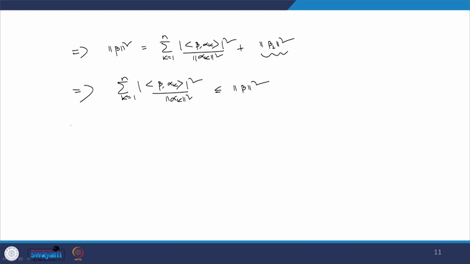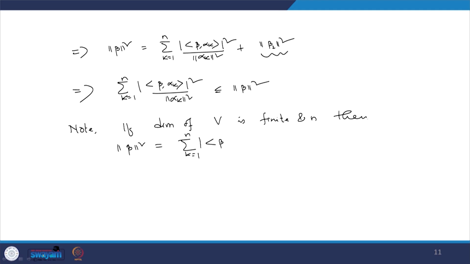So, one may ask the question, under what condition equality will hold good. As a note I can say, if the dimension of V is finite and equal to n, then norm of beta squared will be exactly equal to the sum over k equal to 1 to n of inner product of beta and alpha k squared by norm of alpha k squared.